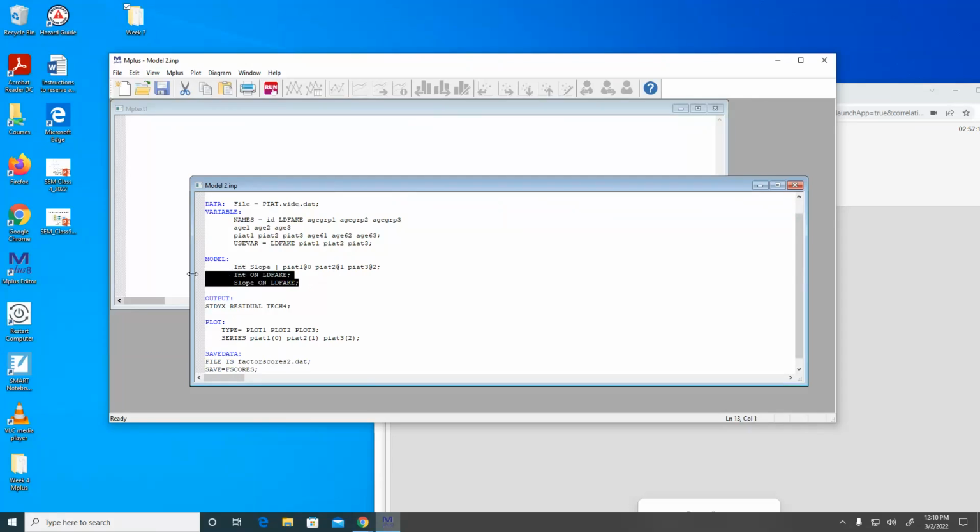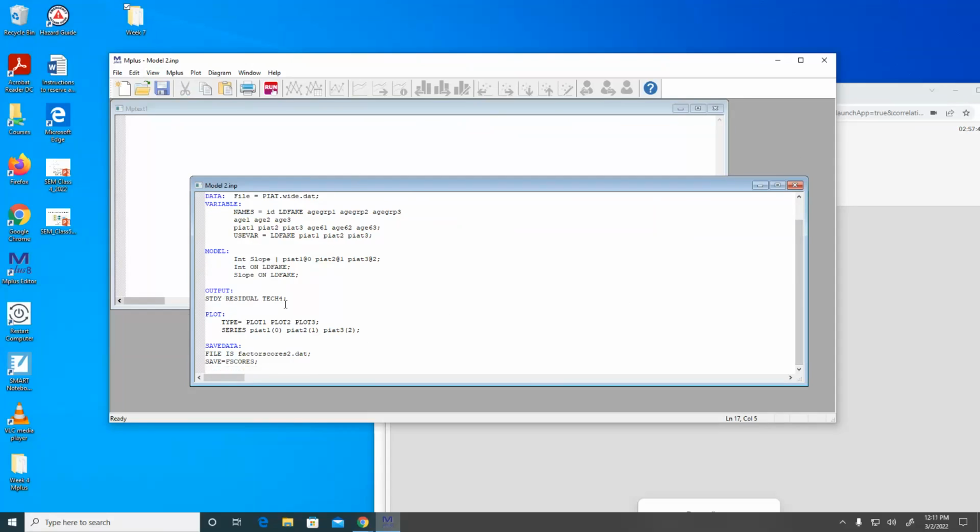Regarding the output, shouldn't we use STDY instead of STDYX? Yeah, it should be STDY. Sorry about that. It's not actually going to matter here because we're looking at the unstandardized estimates. So we don't really care about the standardized estimates, except for that correlation, but yeah, we'll put STDY there. I don't remember why I put Tech 4 in there. We're not going to worry about that. And run.